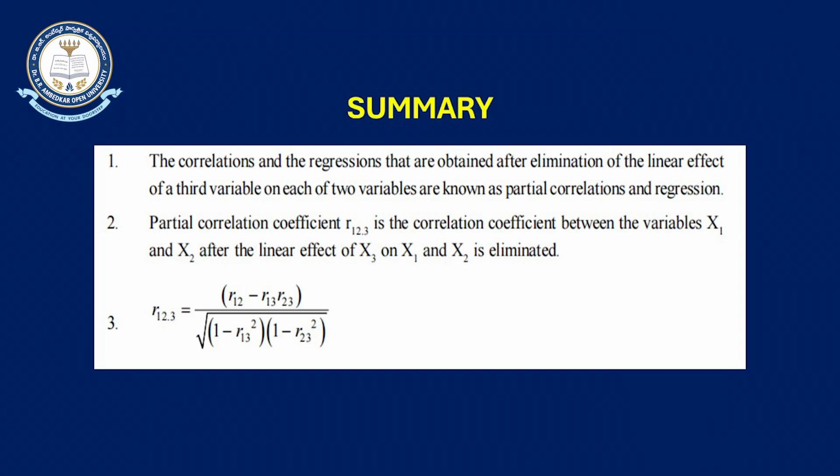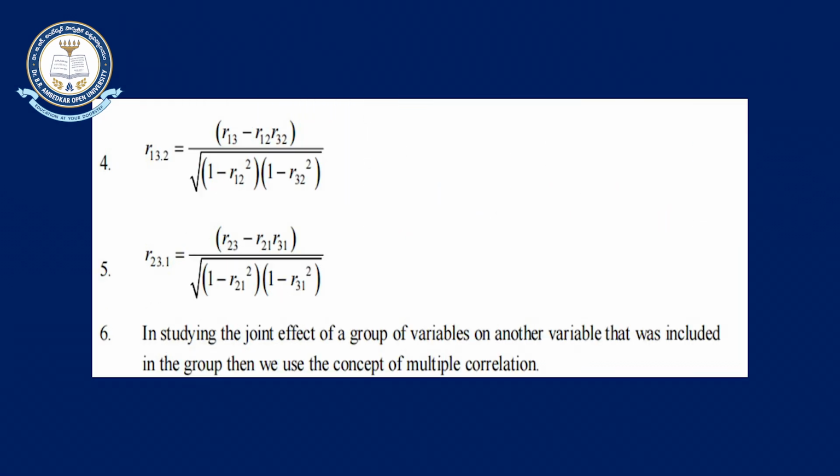For partial correlation coefficients, we identified the formulas: R12.3 equal to R12 minus R13 R23 divided by root over 1 minus R13 whole square into 1 minus R23 whole square. Now R13.2 equal to R13 minus R12 into R32 divided by root over 1 minus R12 whole square into 1 minus R32 whole square. And R23.1 equal to R23 minus R21 into R31 divided by root over 1 minus R21 whole square into 1 minus R31 whole square.